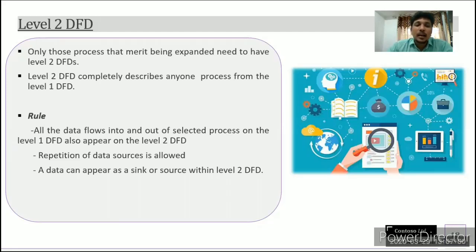Got it? Repetition of data sources is allowed. A data source can appear as a single source within a level 2 DFD. That portion was covered in the earlier slides.